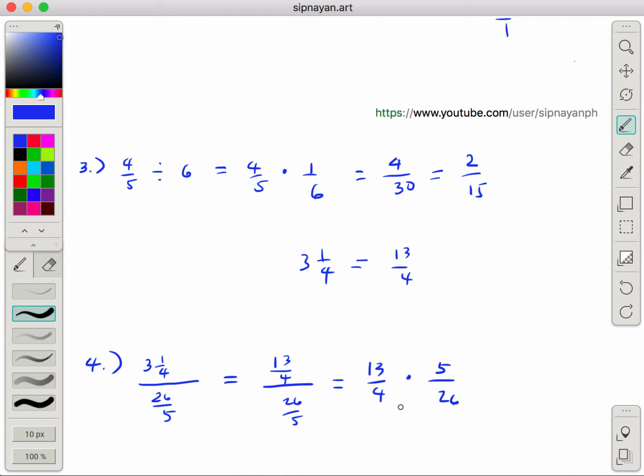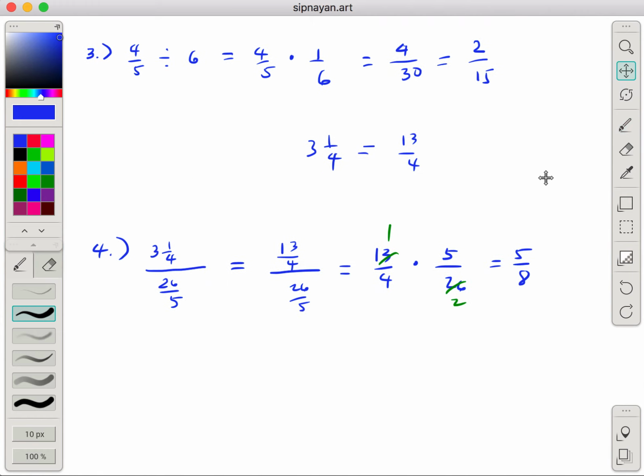So may pwede ba tayong cancel? Pwede tayong mag-cancel dito. Ano pwede natin i-divide doon sa dalawang numbers? By 13. 13 divided by 13 is 1, and then 26 divided by 13 is 2. So magiging 5 eighths. Okay, so yan na yung ating pinakasagot. Wala na tayong pwedeng i-reduce, lowest terms na. Okay, so I think that's it.